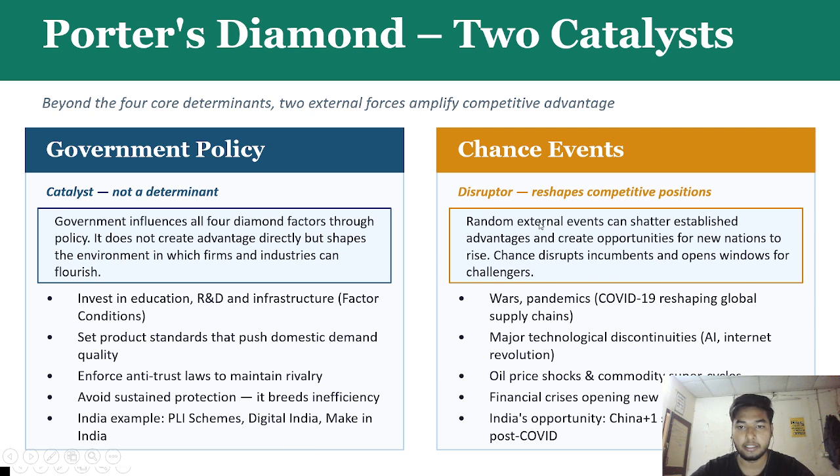Chance event means random external events can shatter the established advantage and create opportunities for new nations to rise. Chance disrupts incumbents and opens a window for challengers. For example, wars, pandemics, COVID-19 reshaping the global supply chain. Major technology discontinuity, AI and disruption. Oil price shock and commodity supply cycle. Financial crisis opening new capital flow. India's opportunity: China plus one supply chain shift post COVID.